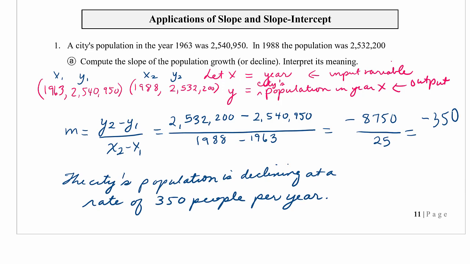So I wrote that down. So let's read it again. The city's population is declining at a rate of 350 people per year. And notice that the fact that I used the word declining in the conclusion statement means that I didn't put a negative 350. Do you see that? In my conclusion statement. So the slope is negative. That's telling us that it's declining.